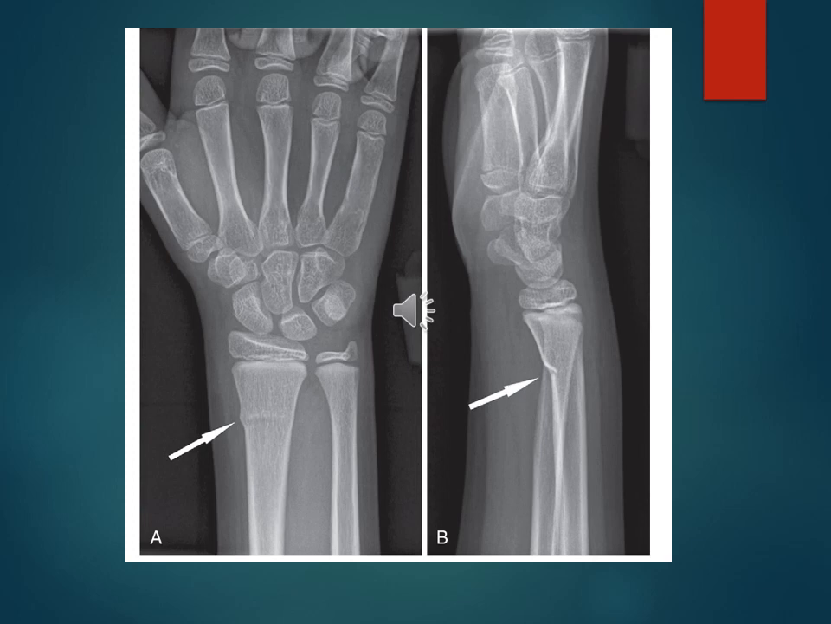This is a buccal fracture of the distal radius, which is the most common site for these fractures. You can see a bulge in the cortex as shown by the white arrow, and the other side is intact. This has a great healing potential and it is a stable fracture.